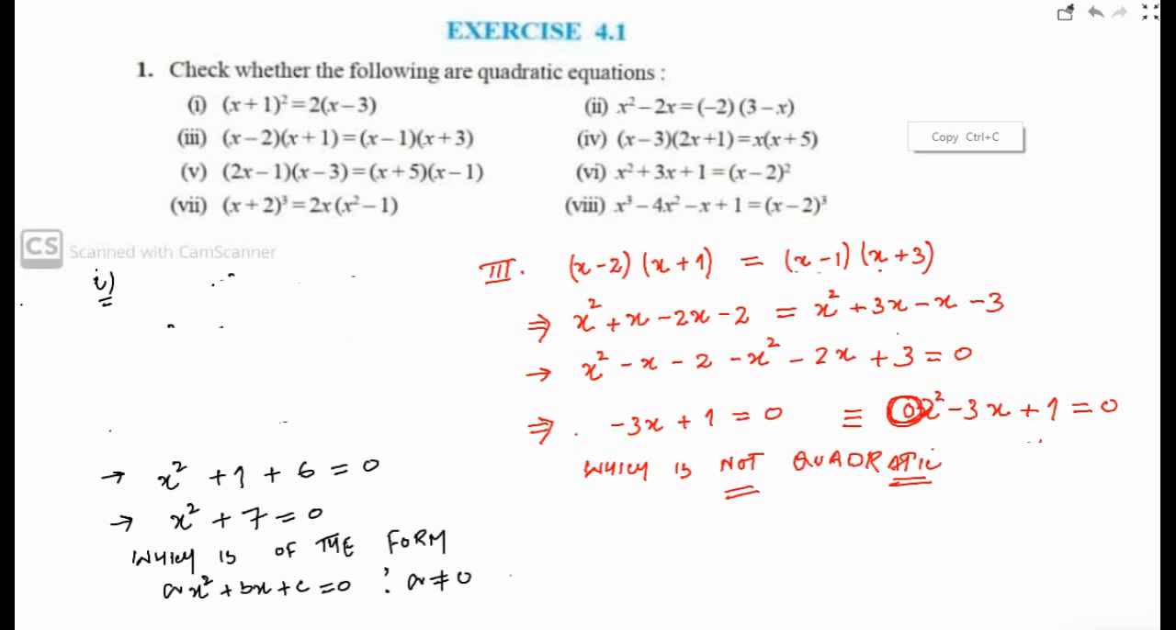Let's take up part number four now. Let me write this one out.